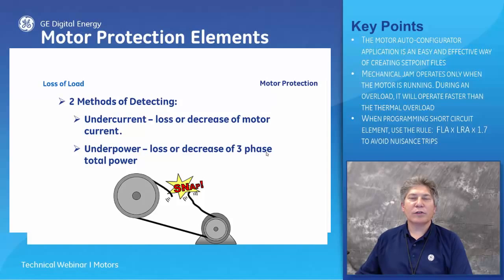Loss of load. There are 2 methods of detecting loss of load. The first one is undercurrent, if there is a loss or a decrease of motor current. And the second one is underpower, if there is a loss or a decrease of 3-phase total power. This is used in situations such as loss of pressure in a pumping application, or a belt breaking on a conveyor.